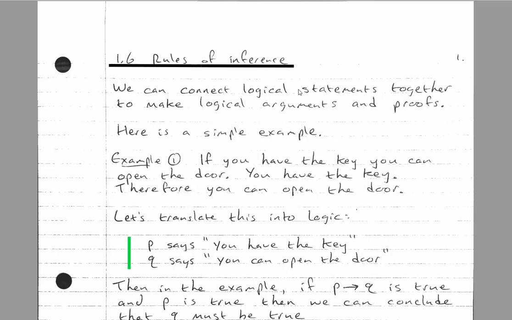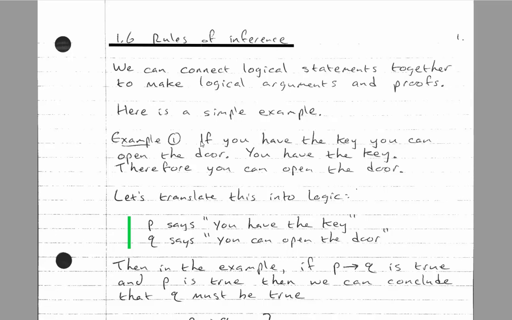Rules of inference. The idea in this section is that we can connect logical statements together to make logical arguments and proofs. Here's a simple example. Example 1. If you have the key, you can open the door. You have the key, therefore you can open the door.